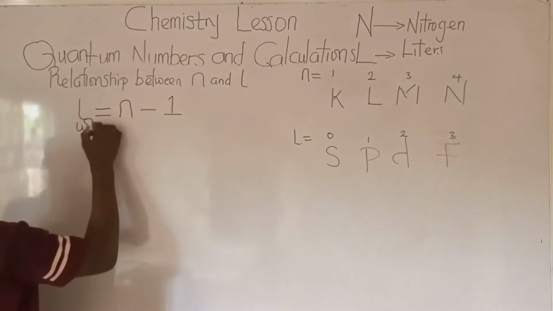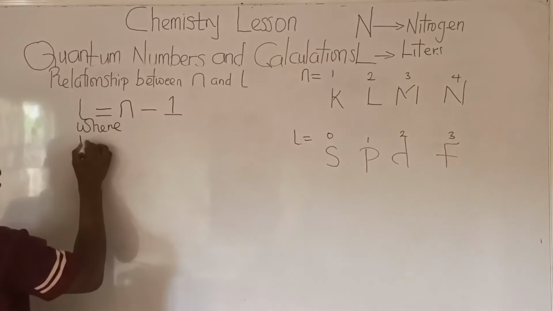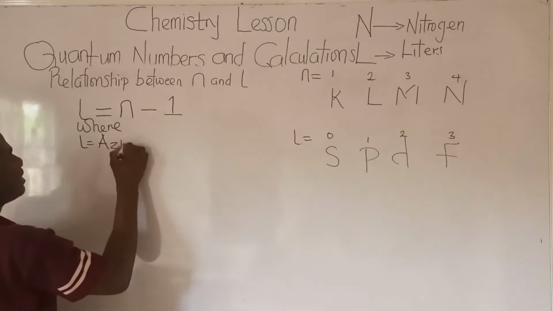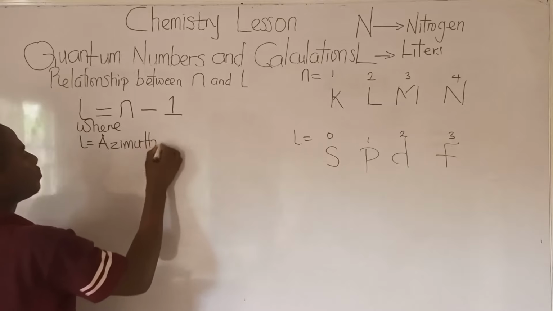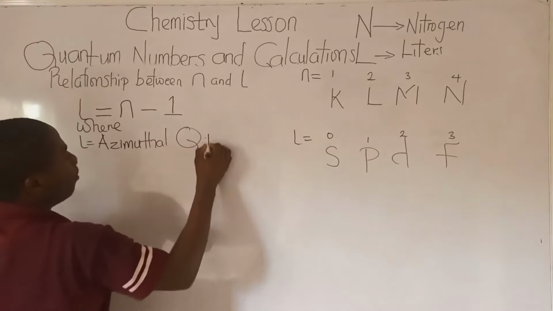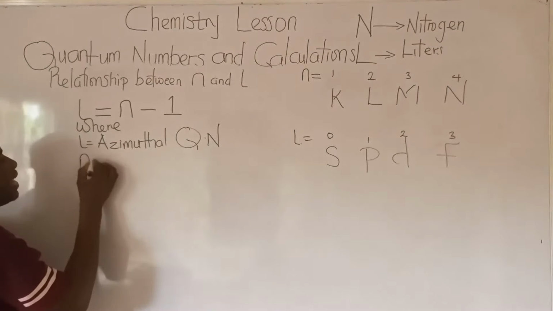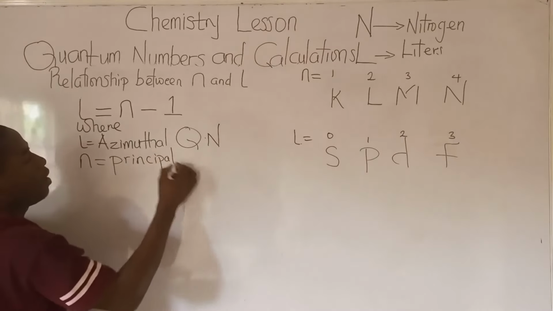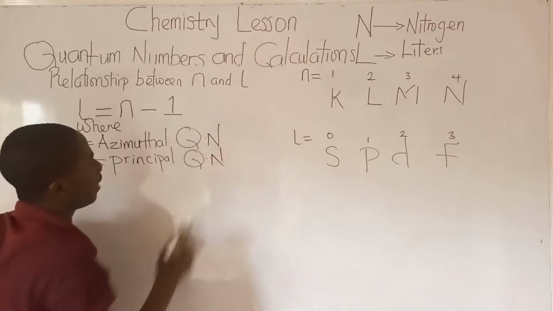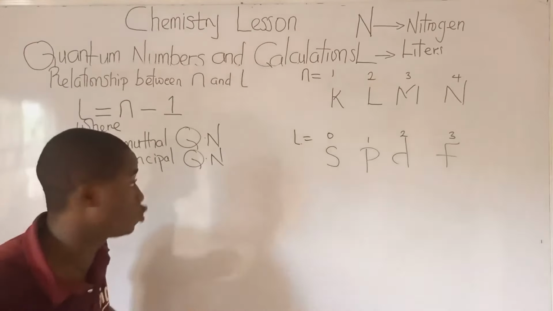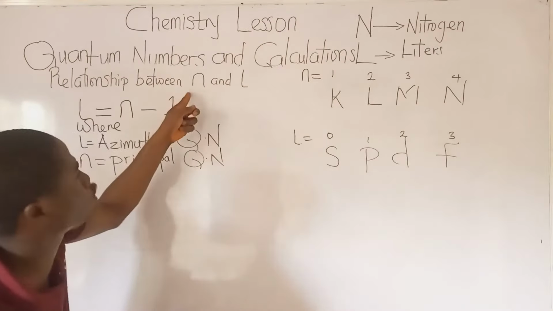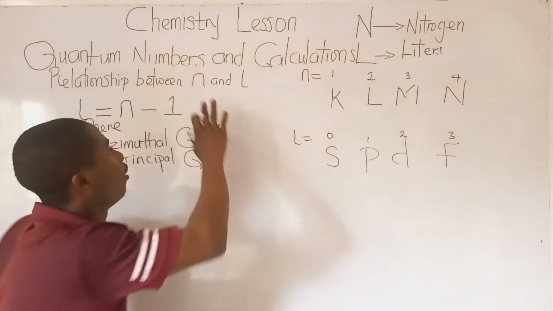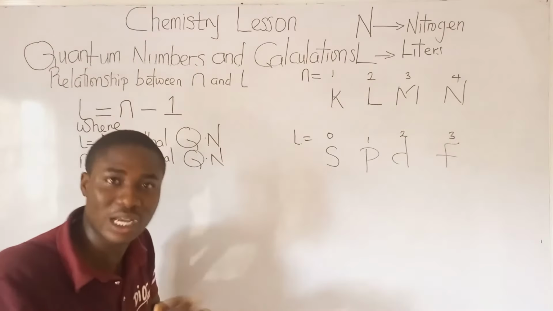Okay, where L is called the azimuthal quantum number, and N is called the principal quantum number. So you can see the formula that is used to solve practice questions relating to both the principal quantum number and the azimuthal quantum number.